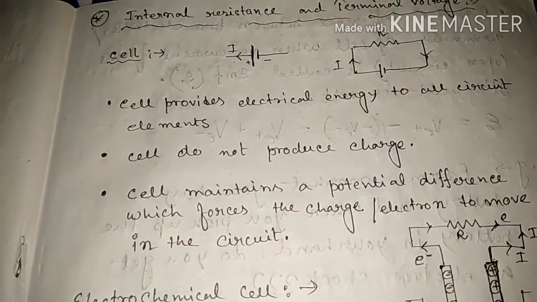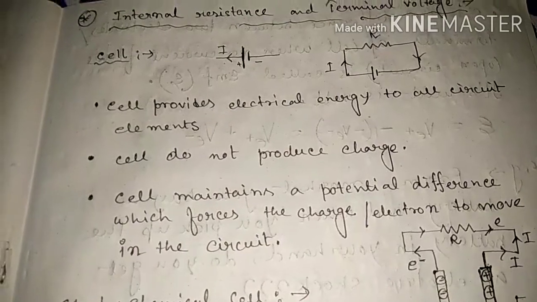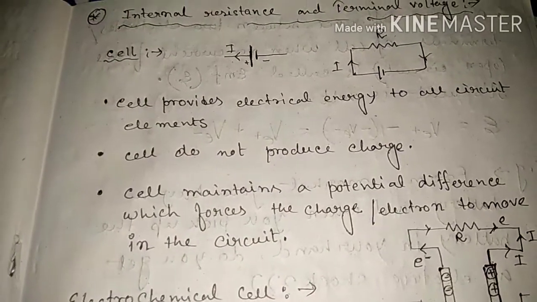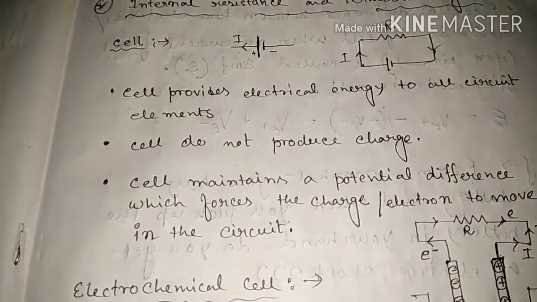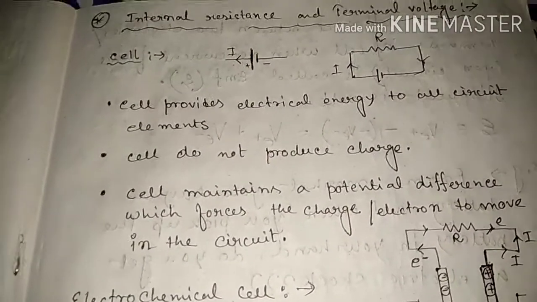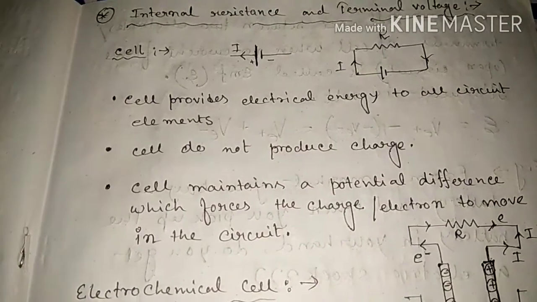In the same way the battery forces a charge, that means only electrons, we say that electrons move, that's why we say that the current direction is the opposite direction. Electrons move in the circuit.